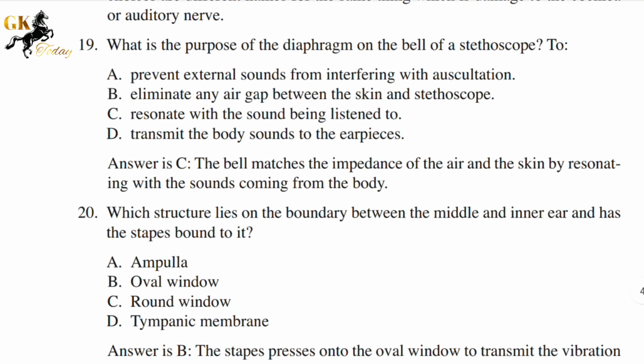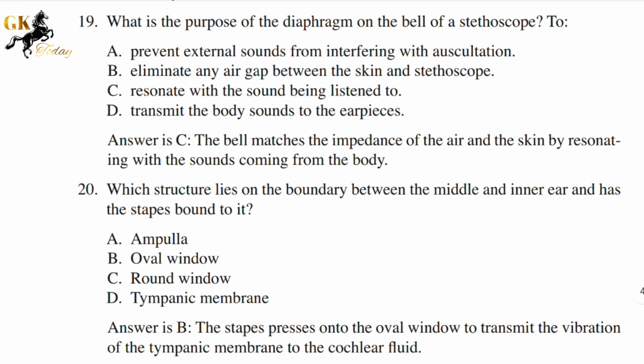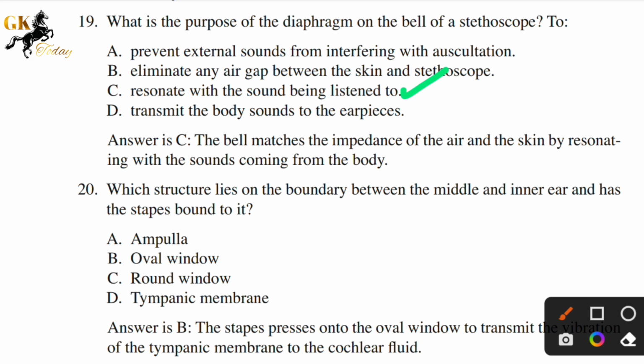What is the purpose of the diaphragm on the bell of the stethoscope? To prevent external sounds from interfering with oscillation, eliminate any air gap between the skin and stethoscope, resonate with the sound being listened to, transmit the body sounds to the earpieces. Option C, resonate with the sound being listened to.